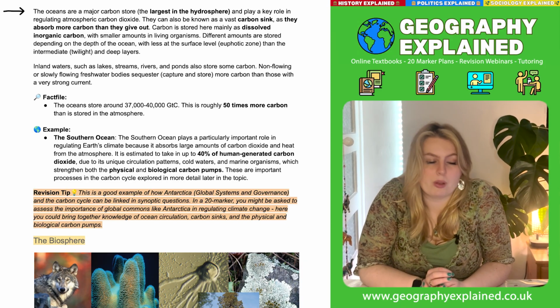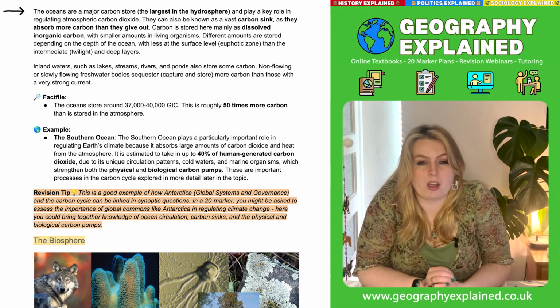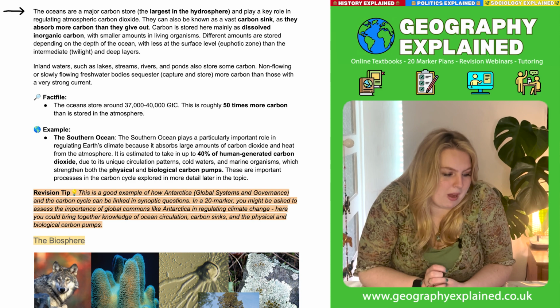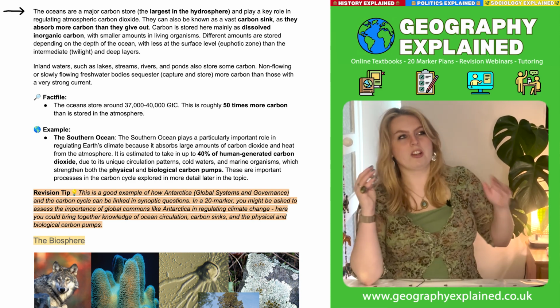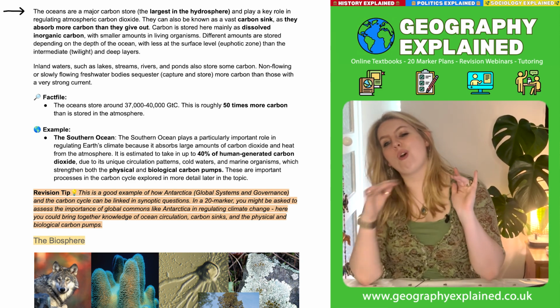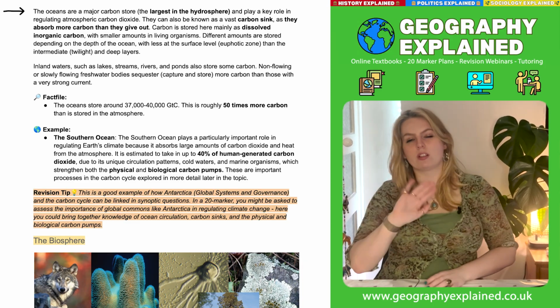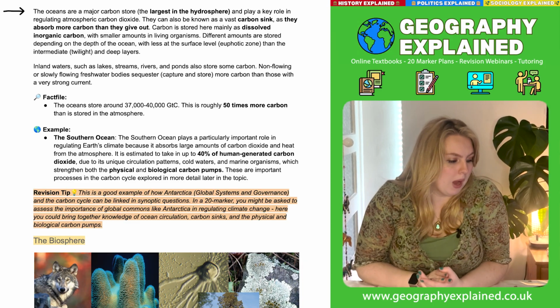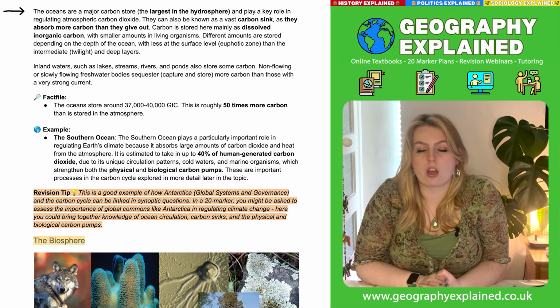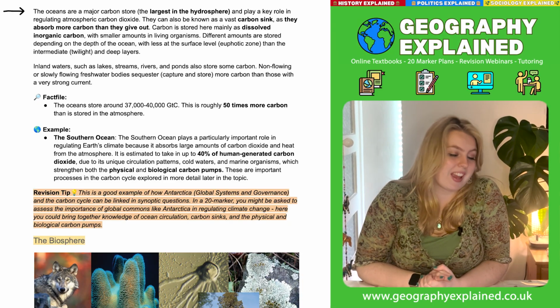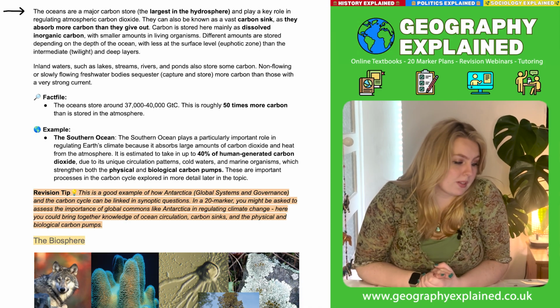We've got small amounts as well living in living organisms, but I suppose you could probably attribute that more to the biosphere. Different amounts as well are going to be stored according to the layer of the ocean that we're talking about. So we might have less at that surface level, that's known as the euphotic zone, than those intermediate, also known as twilight areas, and the very, very deepest depths as well.